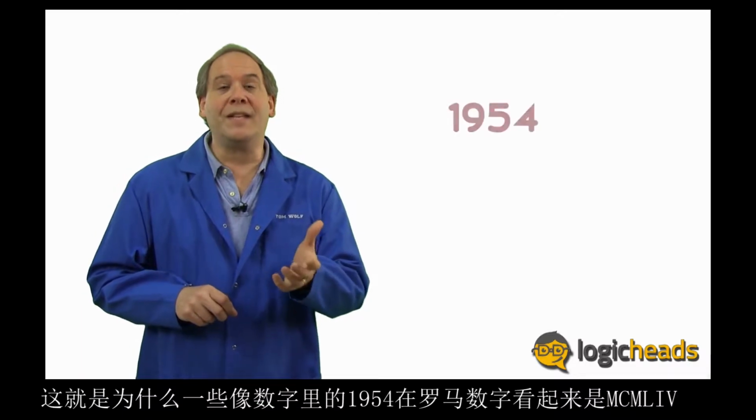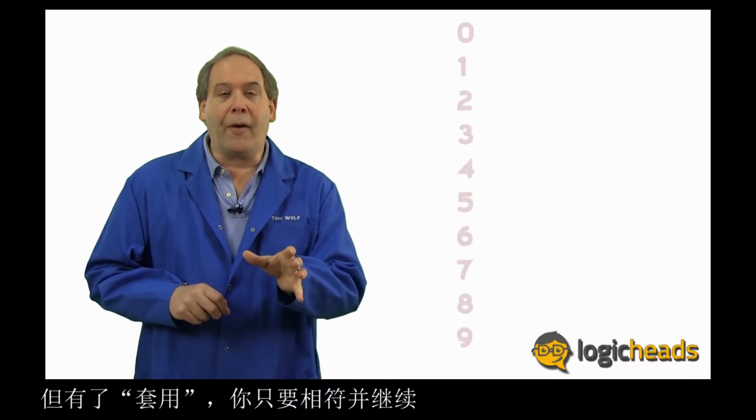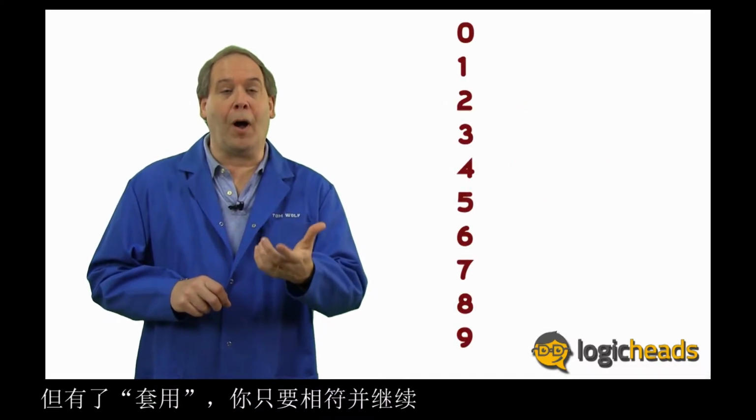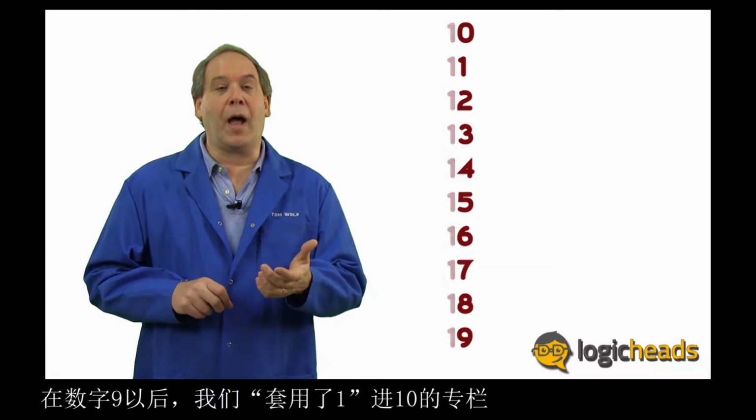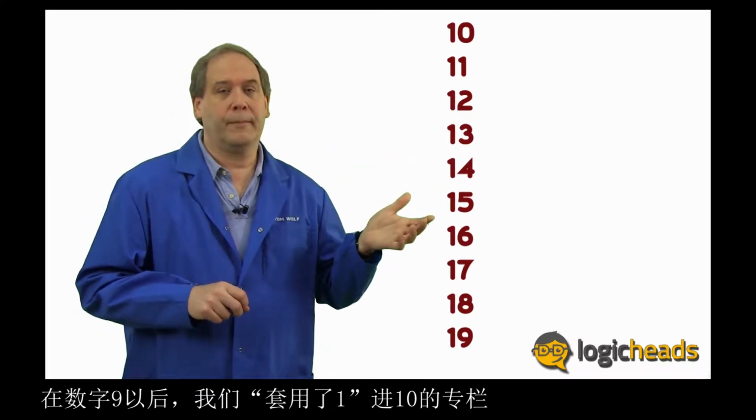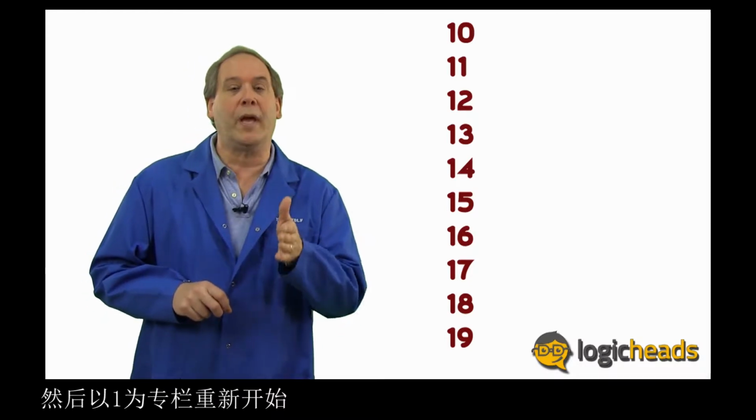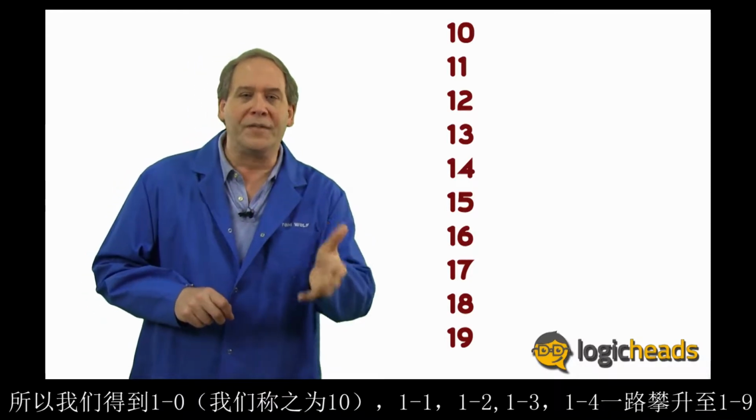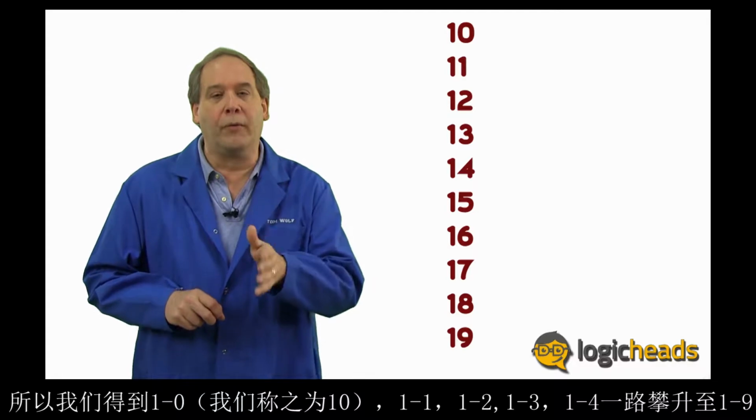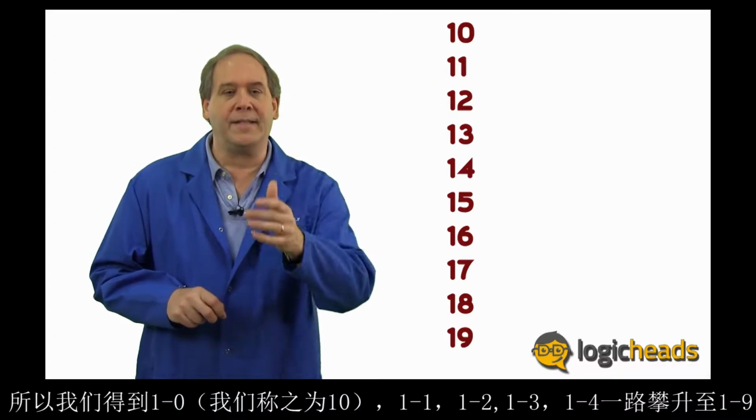The Romans never figured this out. That's why a number like 1954 in decimal looks like MCMLIV in Roman numerals. The bigger the number, the longer the expression got until it was just totally out of hand. But with carry, you just tally and you go up. After the number 9, we carry the 1 into the tens column and then start over with the ones column. So we get 1, 0, which we call 10, 1, 1, 1, 2, 1, 3, 1, 4, all the way up to 1, 9, 19.